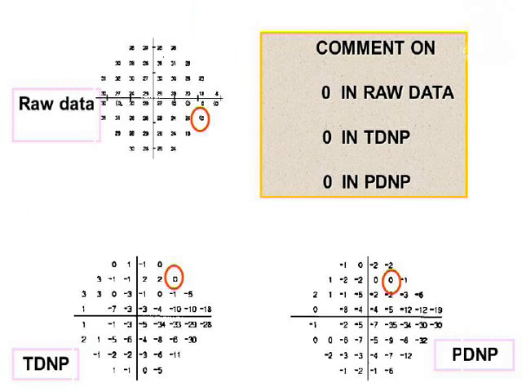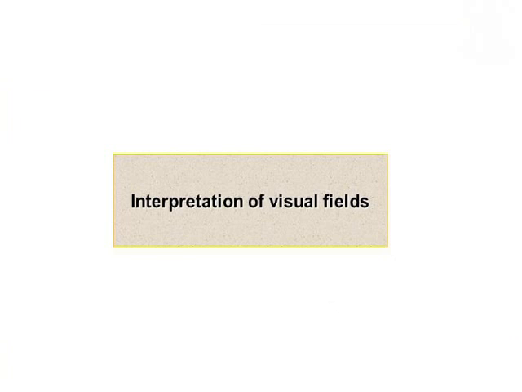So a 0 in raw data is an absolute scotoma. A 0 in the total deviation numerical plot indicates there is no change in the retinal sensitivity, it is normal retinal sensitivity. A 0 in the total deviation probability plot, because of the conversion, corresponds to the 7th best point of the total deviation numerical plot.